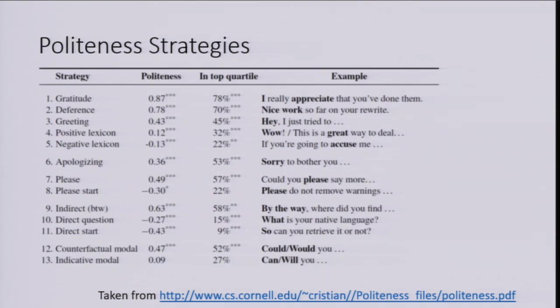After that, they defined a set of features. There were 20 of them. I'm showing only 13, just to give an example. These mostly come from the theory of politeness. These are called positive strategies and these are called negative strategies for politeness. For positive strategies, the first is gratitude. You could say, I really appreciate that you have done something, so words like appreciate would trigger that. Then you have deference, like nice work so far on your rewrite. Greetings: if you start with just a hey, I just tried to do this, that's more polite than just saying, I just tried to do this. So whether you have greetings or not.